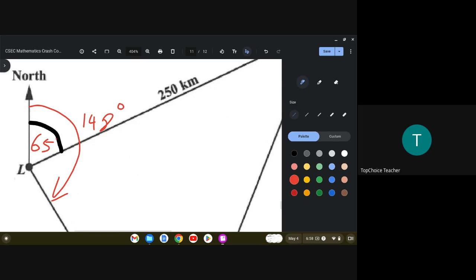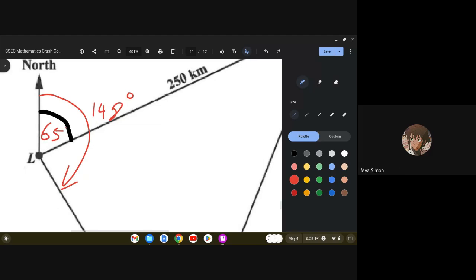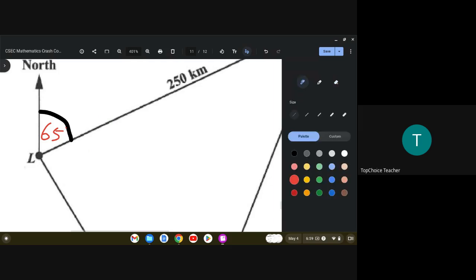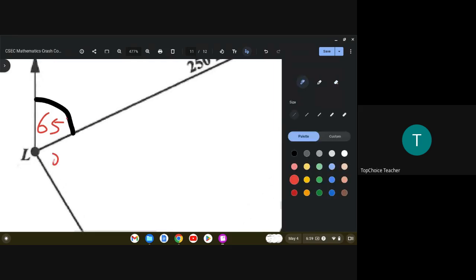This is where I want your help. If we know the whole angle is 148 and this angle is 65, can we figure out the missing piece in here? Yes, take away 65 from 148. And what would that give us? Can someone tell me that quickly? 83 degrees. Very good. So I am going to remove this just for the interest of space and neatness. And because I know the question, this is very important for us here, 83 degrees.